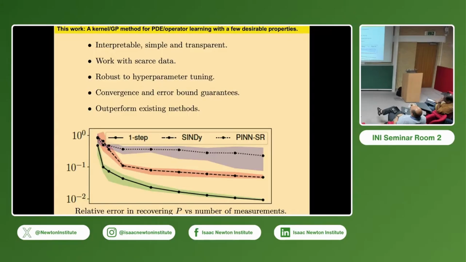It will be robust to hyperparameter tuning. I will unpack what I mean here. This is something important if you use neural network methods. You will see that these methods are not robust to hyperparameter tuning. And it will come with convergence and error bound guarantees, and it will outperform existing methods. Again, I will unpack what I mean by all these bullet points.